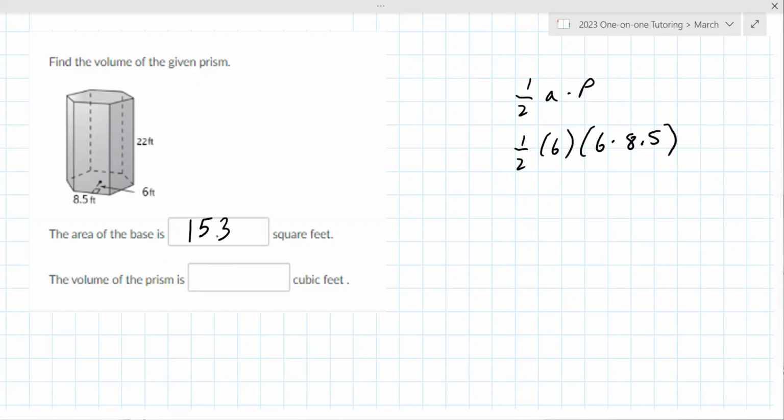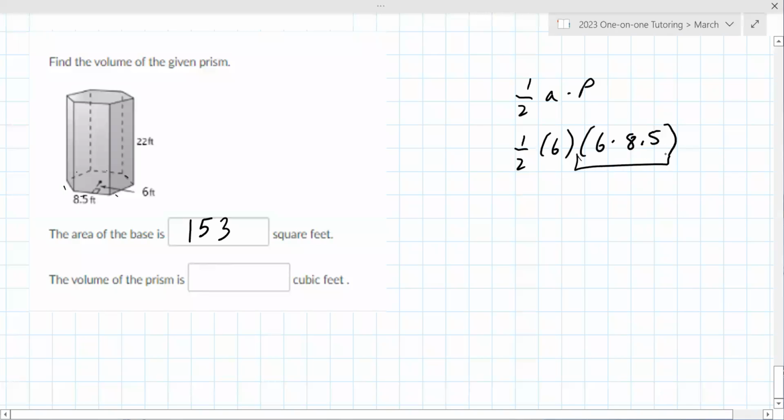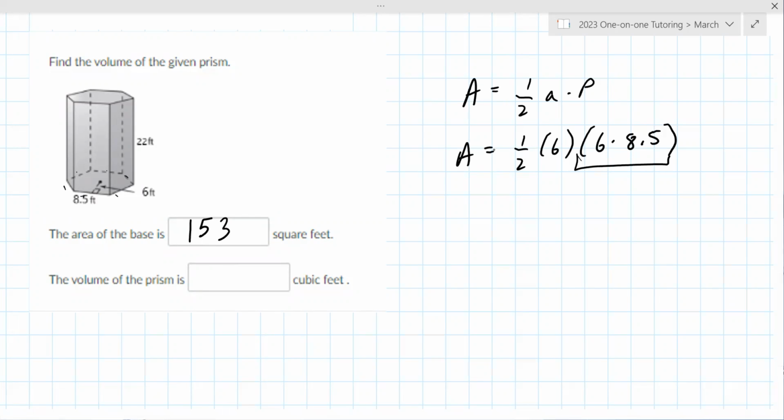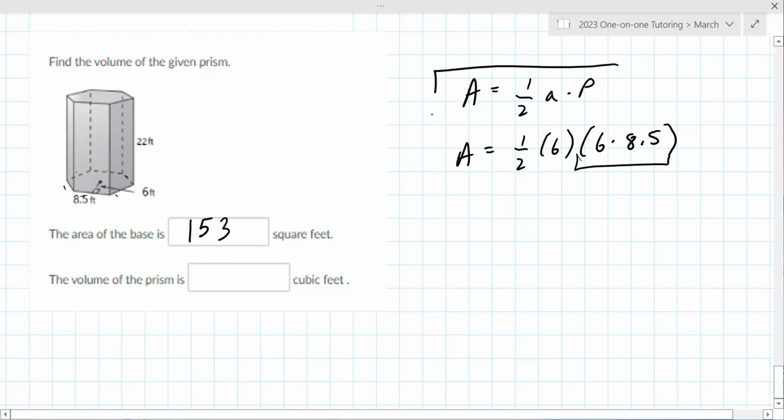Okay, wait. So the perimeter is 1, 2, 3, 4, 5, 6. Yeah, 6 times 8.5 is the perimeter. The apothem is 6, 1/2 of that. Okay, I get you. What do you think is the difference between our answers? Like what did you do, or what? I don't know. Okay.